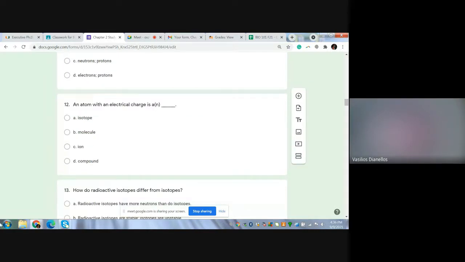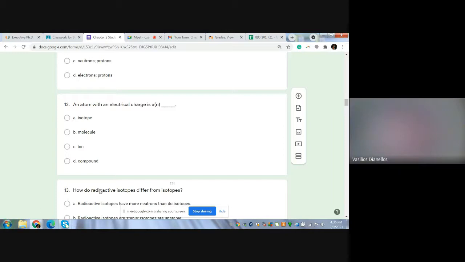All right, number 12, an atom with an electrical charge. We've already mentioned this. It's an ion. So C is the answer to 12. If you change the number of electrons, if you have more or less than protons, then you're going to be negative or positive, and that is an ion.